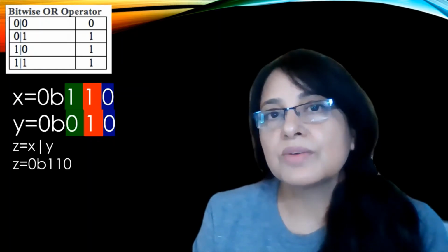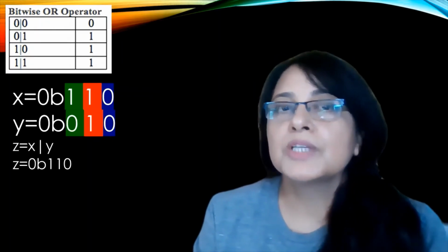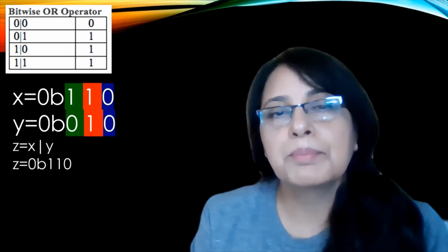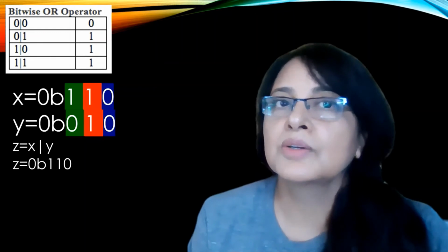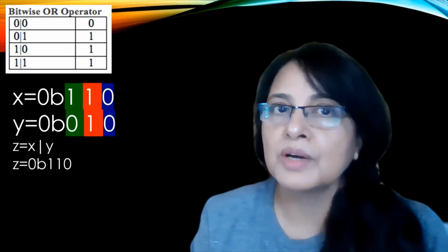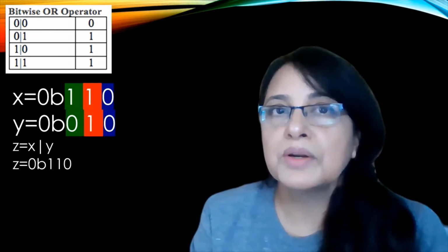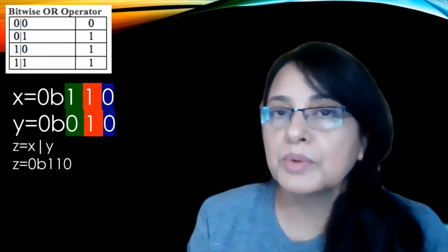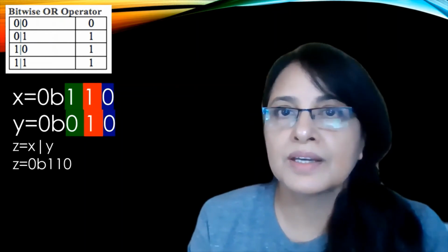In the bitwise OR operator, we check each bit of both the variables and compare them using the OR operator rules. That is, if both are 0, the output is 0. If one of them is 1, the output is 1. If both are 1, the output is again 1.